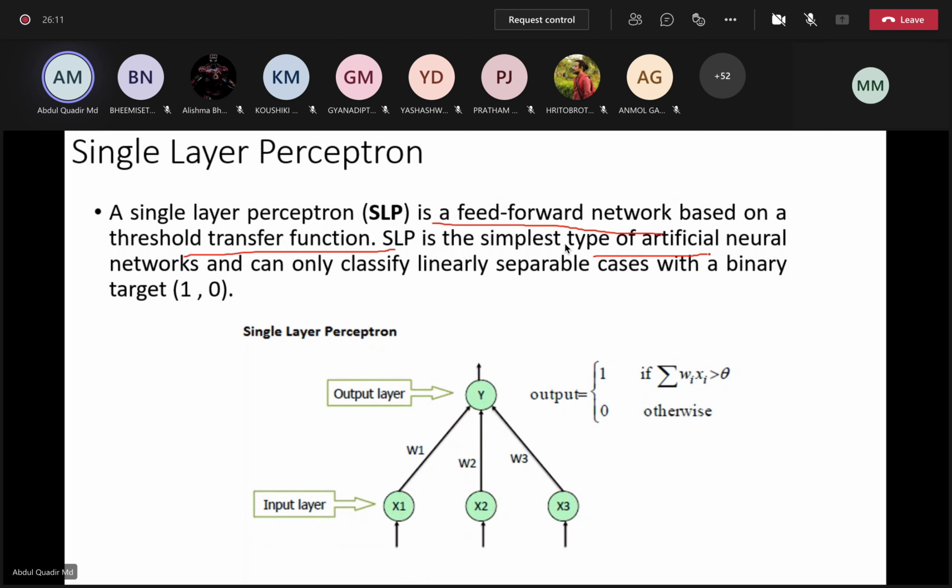A simpler type of ANN, that is artificial neural network, can classify linearly separable cases with binary targets. Here also the target is binary only, but the input can be binary, that is Boolean, or an integer value. Whenever you are adding the summation, if it is greater than the threshold, it will fire 1. If it is less than the threshold, it will fire 0.